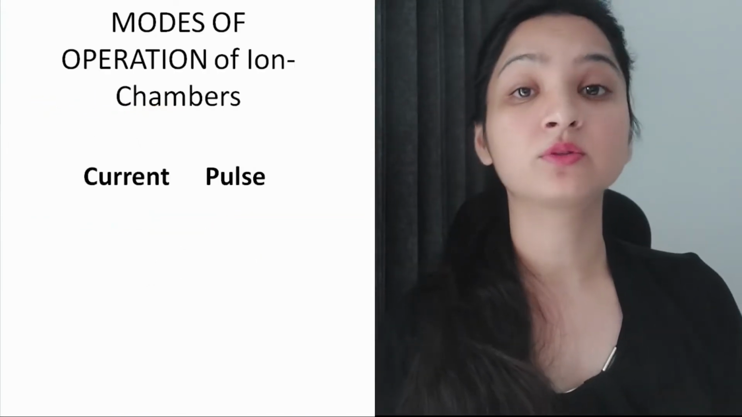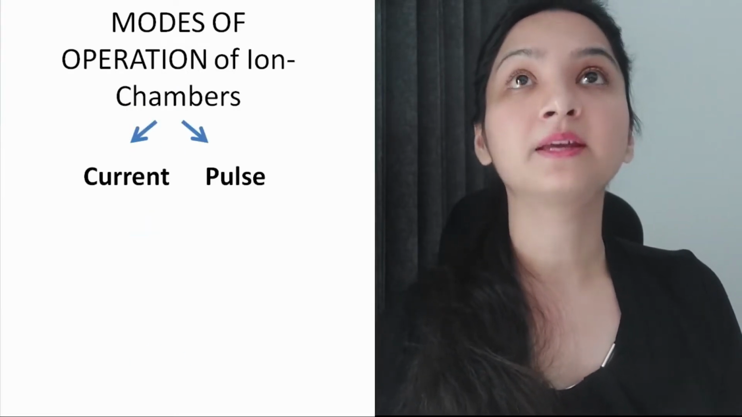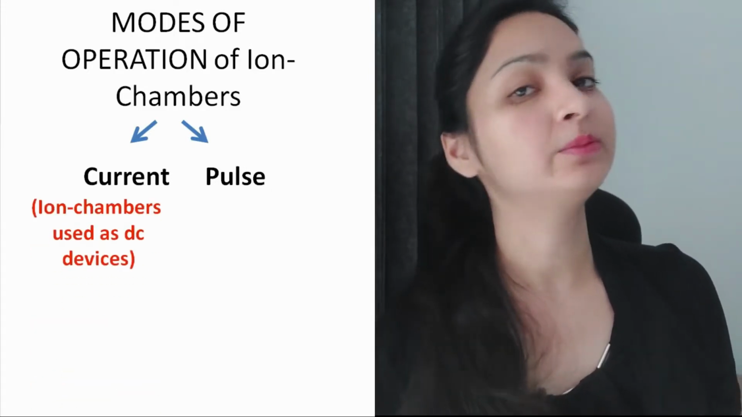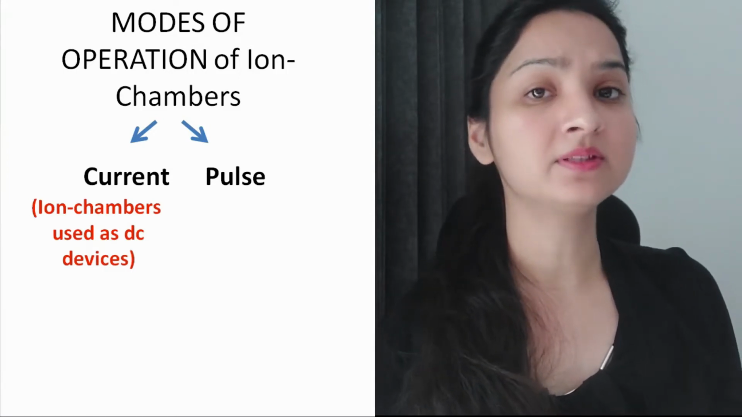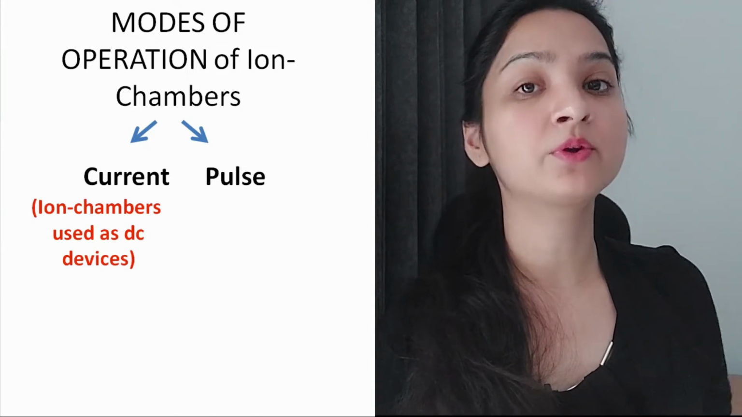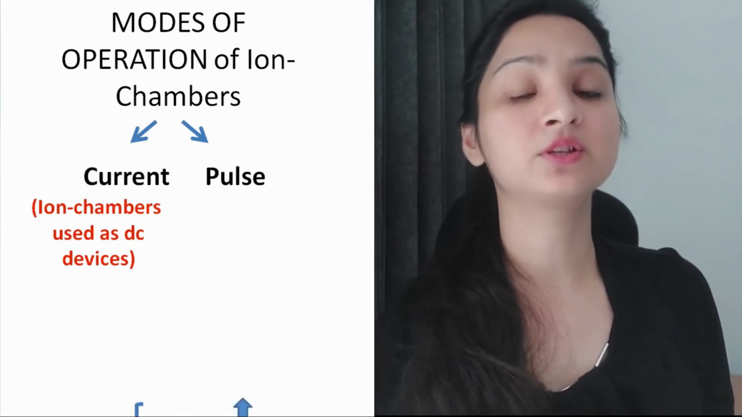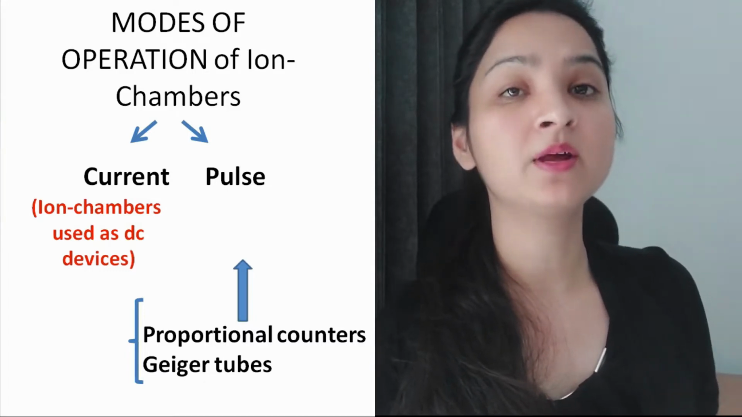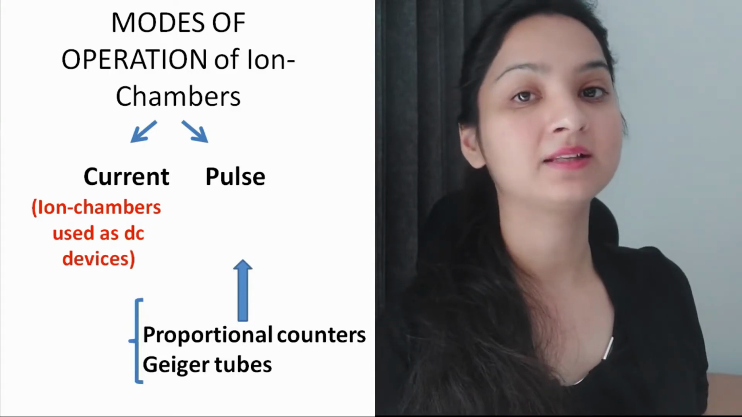Now talking about the modes of operation, these ionization chambers are operated most commonly in current mode. They are used as DC devices. What are those? We'll be talking about in subsequent lectures. For the time being, there are two modes in which you can use it, current mode or the pulse mode. So ionization chambers involve these two modes of operation. Now talking about the other gas-filled detectors like GM counters and proportional counters, they are always used in pulse mode, unlike the ionization chamber, which is most commonly used in current mode.